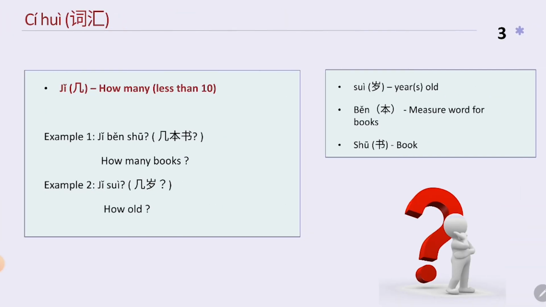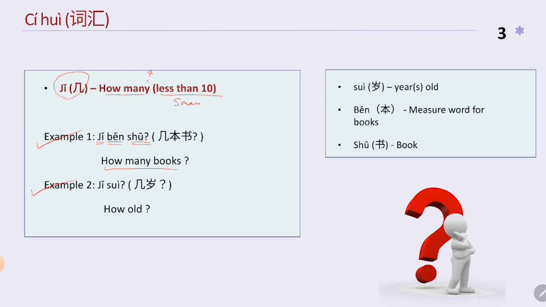Number 3, 几. This Chinese character 几 has multiple meanings depending upon the context. Right now it is used as a question word, meaning how many, and it is used to ask about a small, uncertain number, usually less than 10. Look at example number 1. 几本书。That means how many books.